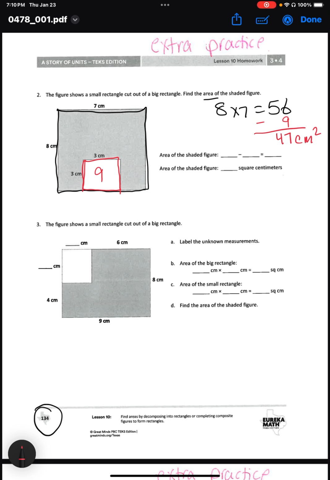Let's go ahead and fill in these blanks. Area of the shaded figure is 56 minus 9 is 47. The area of the shaded figure is 47 square centimeters. Problem 3.